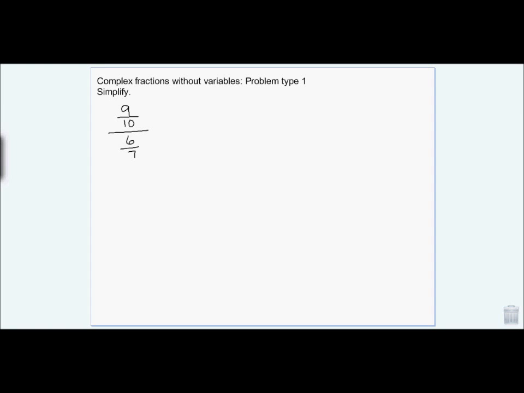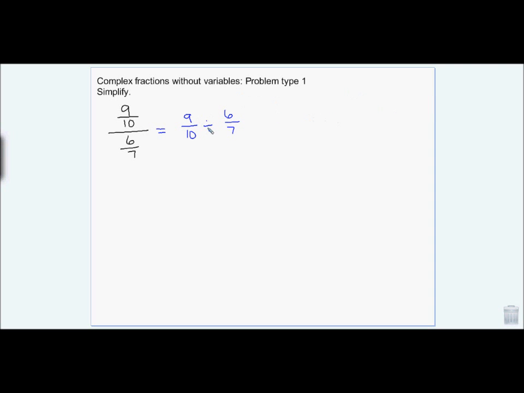In this video we're going to talk about how to deal with complex fractions in various forms. Now in our particular class, this would be chapter 5 section 4, but it's just various types of complex fractions. Now when we look at a complex fraction, this is really saying 9/10 divided by 6/7. So we can rewrite it as 9/10 divided by 6/7.